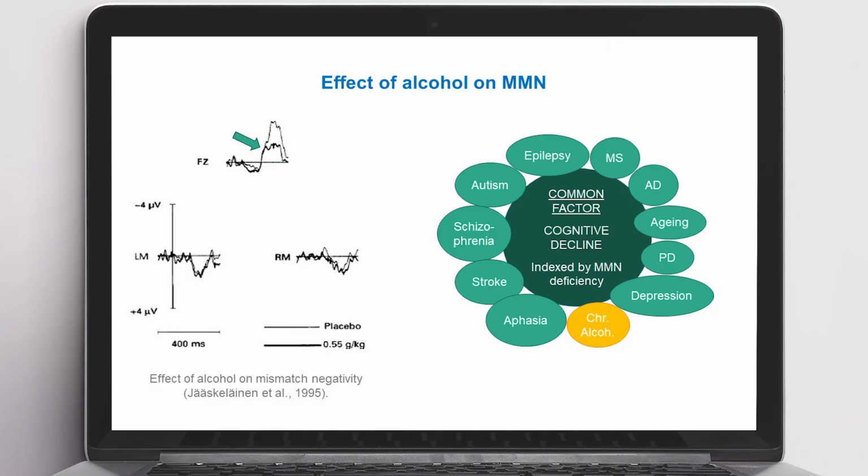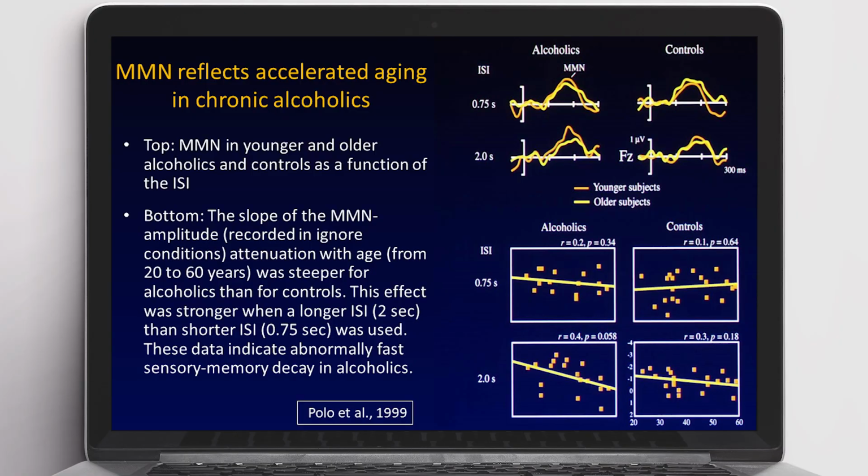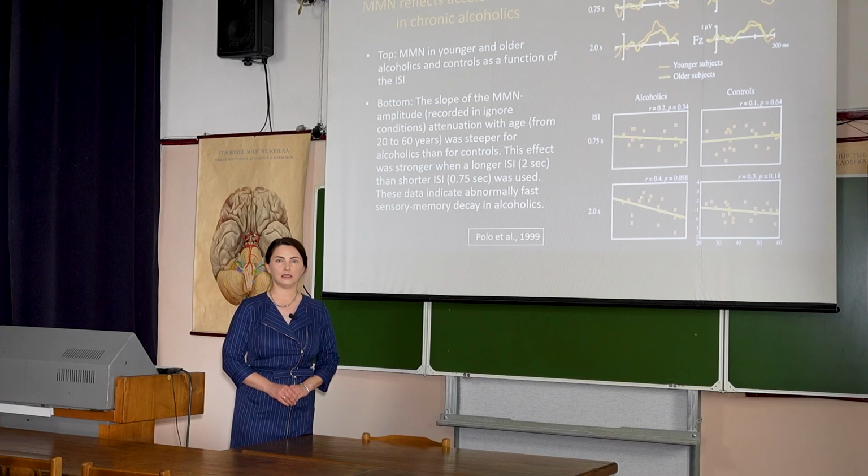Interesting results were obtained when studying the effect of alcohol on mismatch negativity. This effect is dose-dependent. The higher the dose of alcohol, the weaker is the mismatch negativity effect. It is assumed that under the influence of ethanol, preconscious processing of the stimuli characteristics outside the focus of attention is disturbed. In chronic alcoholism, the mismatch negativity amplitude decreases when the interstimulus interval is increased to 2 seconds. This indicates the abnormally rapid extinction of sensory memory.